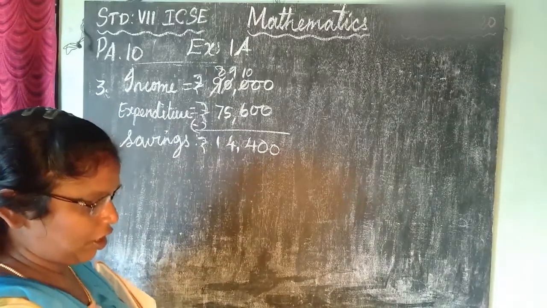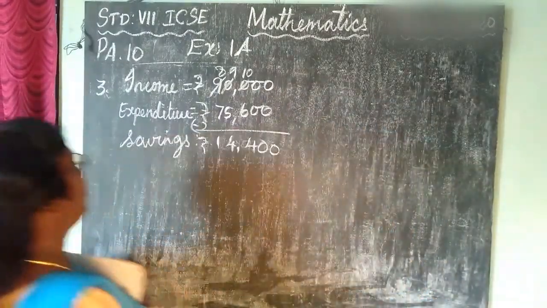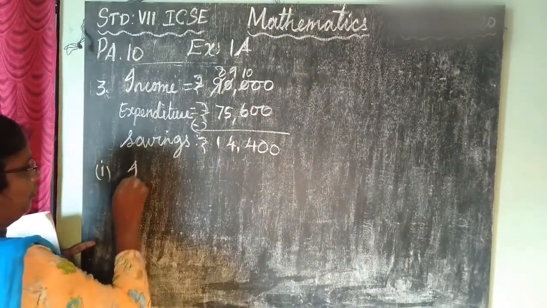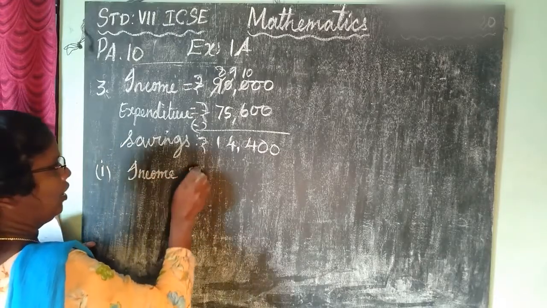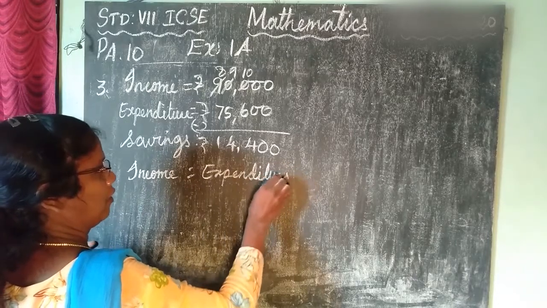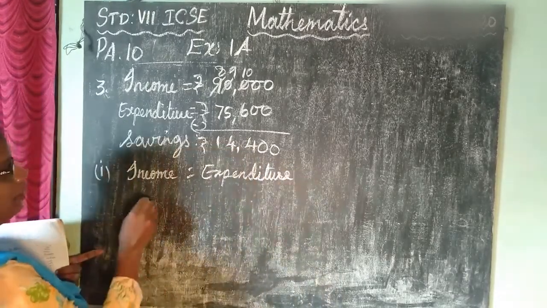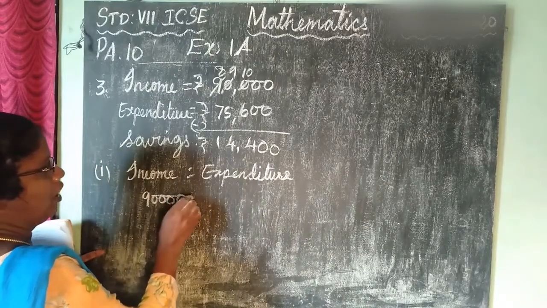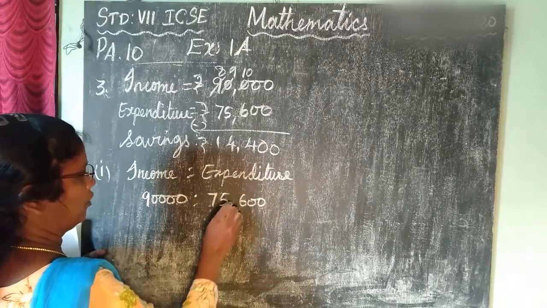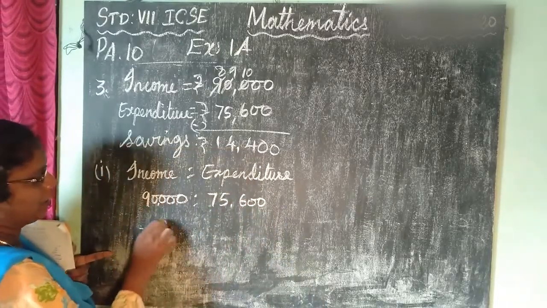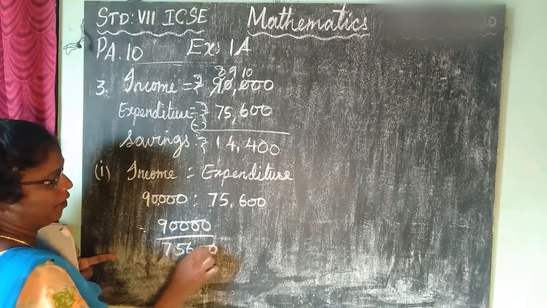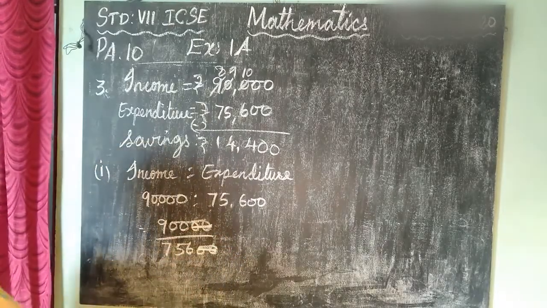Now we must find out the ratio for the first one. What is the first one? They are asking us to find out the ratio between income and expenditure. What is the income? 90,000. Expenditure is, he spends 75,600. Okay. Now this one can be written as a fraction. To reduce into simplest form, 00 cancels. Okay.